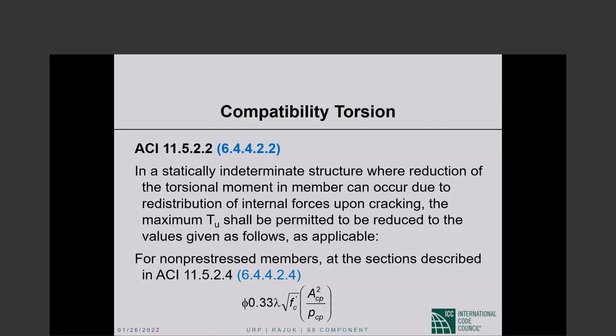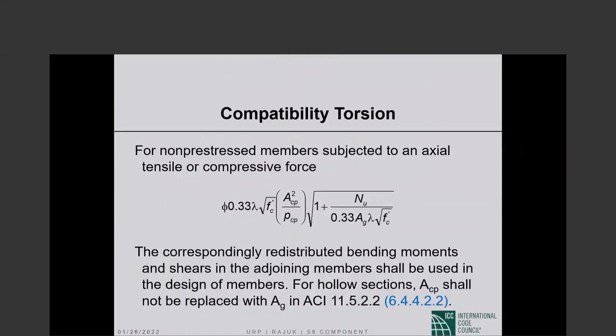So we can reduce the T sub u to T sub CR. We decide to do our design for T sub CR. We cannot go any lower than that. We have to design at least for T sub CR, because until there is cracking, there is no redistribution. Unless the beam cracks in torsion, it cannot redistribute torsion. So we cannot go below the cracking torque.